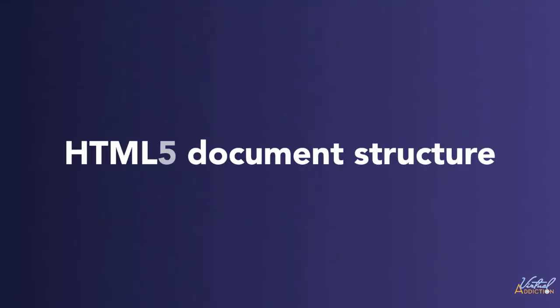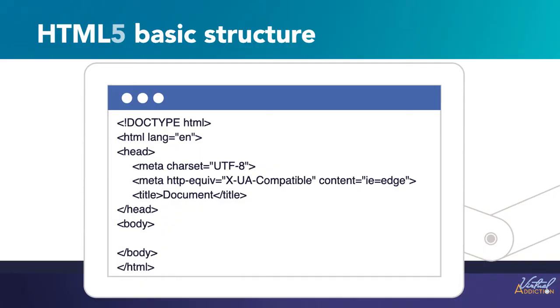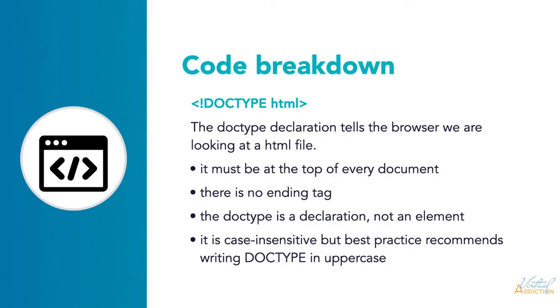Now we're going to look at how to code a real functioning HTML5 web page. Here's the basic structure. Let's get started and break down what all of these things mean. A web page will always start off with the doc type. The doc type tells the browser that we are looking at an HTML file. This must be at the top of every document. The browser can read all sorts of files, so this ensures that the browser knows, hey, this is HTML.